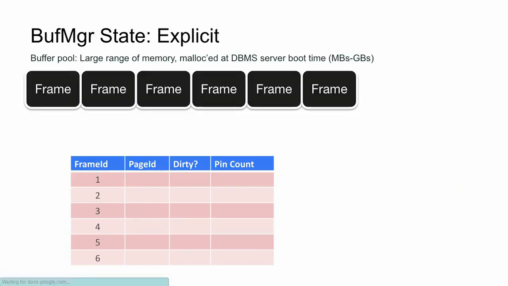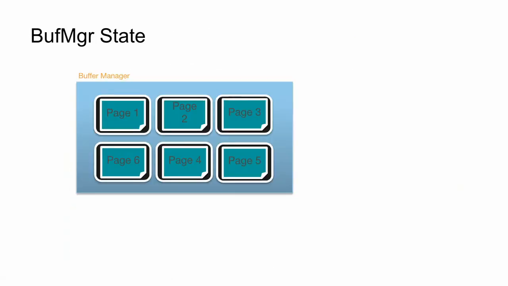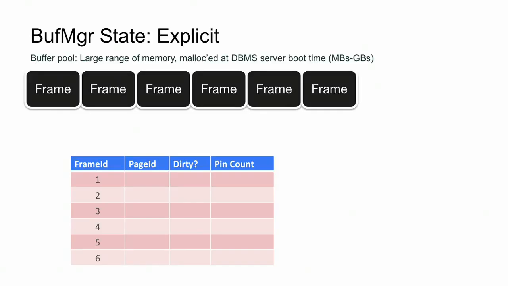Okay? So, this will be the visualization for what we use for a buffer manager state. Now, if you want to see what that looks like in memory, what it really is, is a large chunk of memory that's just malloced by the DBMS at startup time. It's typically in the megabytes or gigabytes, and it's dealt with in these frames, which are like page-sized chunks of memory.